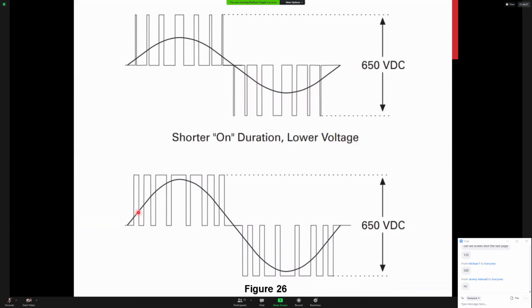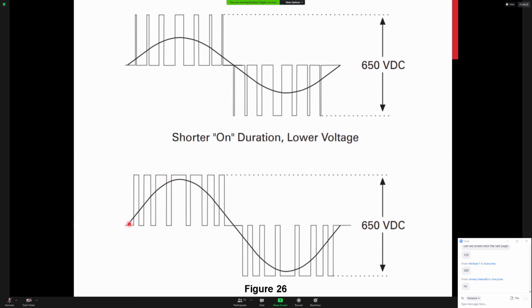Now, we come back to the problem of current being drawn. If we take a look, I'm going to have to go a little bit faster here now. See, we're almost 4:15. Lost my train of thought here.